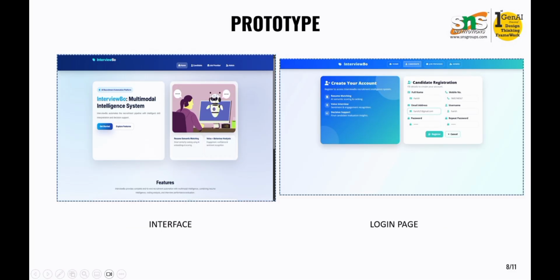Hi, I'm Navin Rosan. My topic is a prototype of resume screening using an NLP project. In this website, we have three roles: first one is candidate, then job provider, and admin.